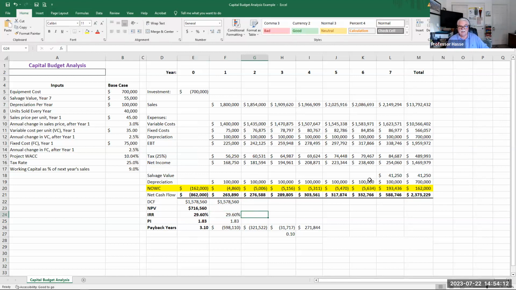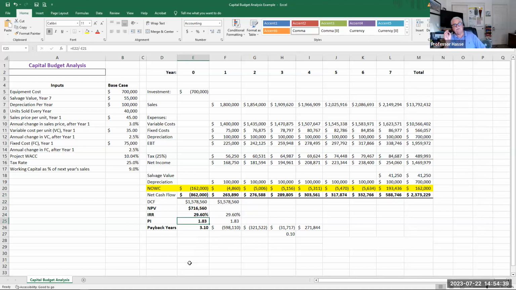So now I've calculated on this investment of $862,000 over 7 years, creating this cash flow, a return of $716,000, a return at 29.6%, and a return in a ratio called the profitability index, which is the relationship of the discounted cash flow to the net cash flow in year 0. What's the relationship of 1,578 to 862? Well, it's 1.83 times greater. That's the ratio of that return.